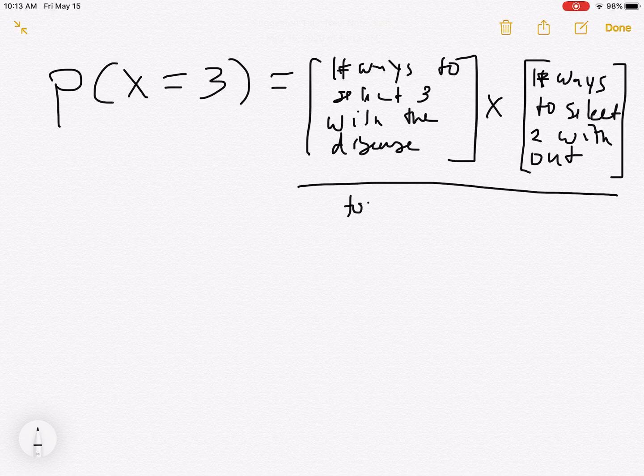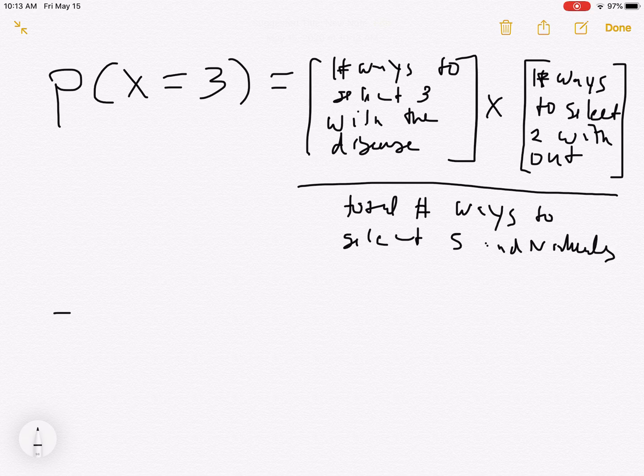So the experiment is to select 5 individuals. There's no reason that all 5 would have the disease. There's no reason that all 5 would not have the disease. It could be that 1 out of 5 has disease, 2 out of 5 has disease, 3 out of 5. So the total number of ways to select 5 individuals.